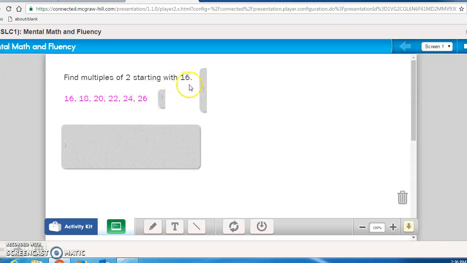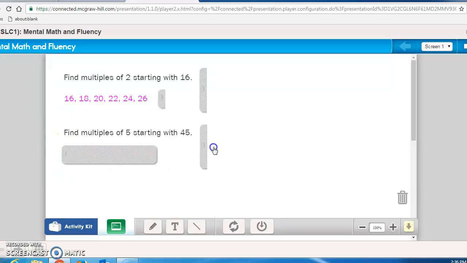So if I know 2 times 8 is 16, I'm also going to figure out the pattern that 2 times 9 is 18, and 2 times 10 is 20, and 2 times 11 is 22. 2 times 12 is 24, and 2 times 13 is 26.